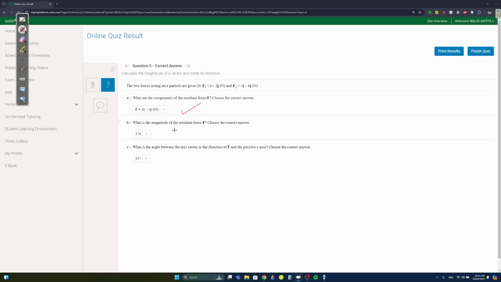What is the magnitude of the resultant F? How do you find magnitude? We know it's the radical of x squared plus y squared. So x of F squared plus y of F squared, and you get 5.